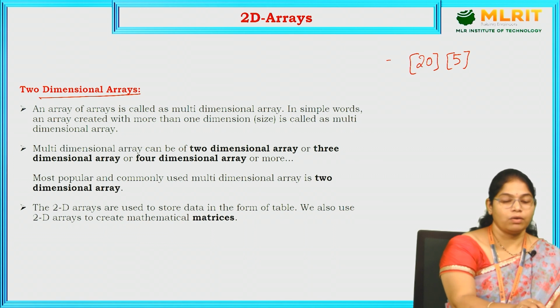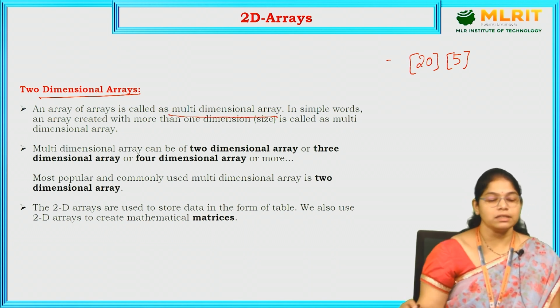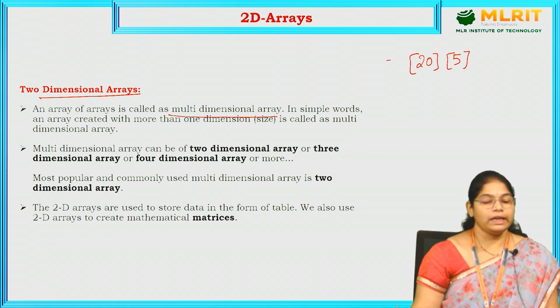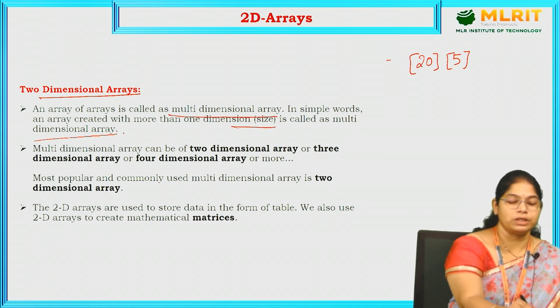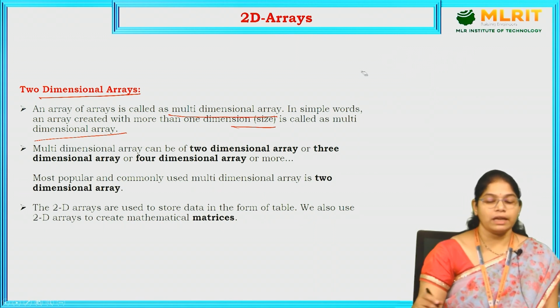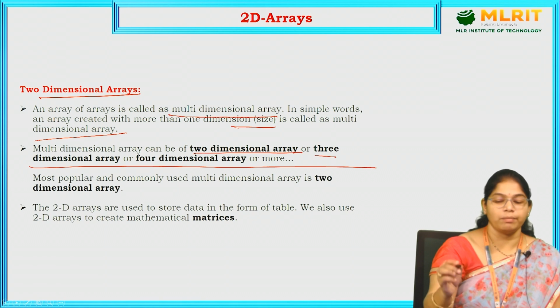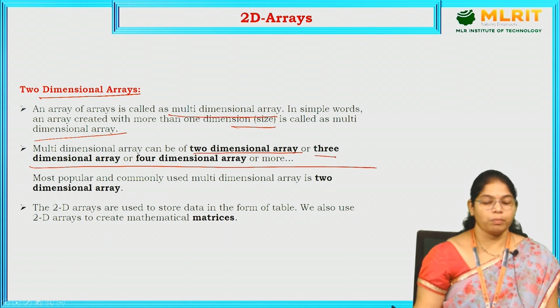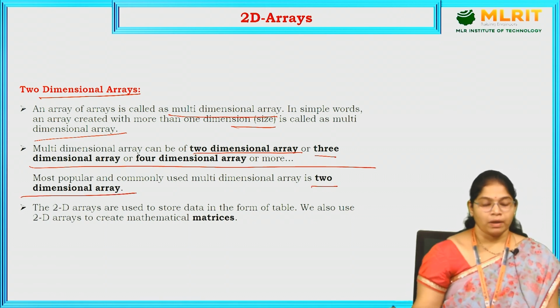What is a 2D array? An array of arrays is called a multidimensional array. In simple words, an array created with more than one dimension is called a multidimensional array. A multidimensional array can be of 2 dimensions, 3 dimensions, 4 dimensions or more. The most popular and commonly used multidimensional array is the 2D array.